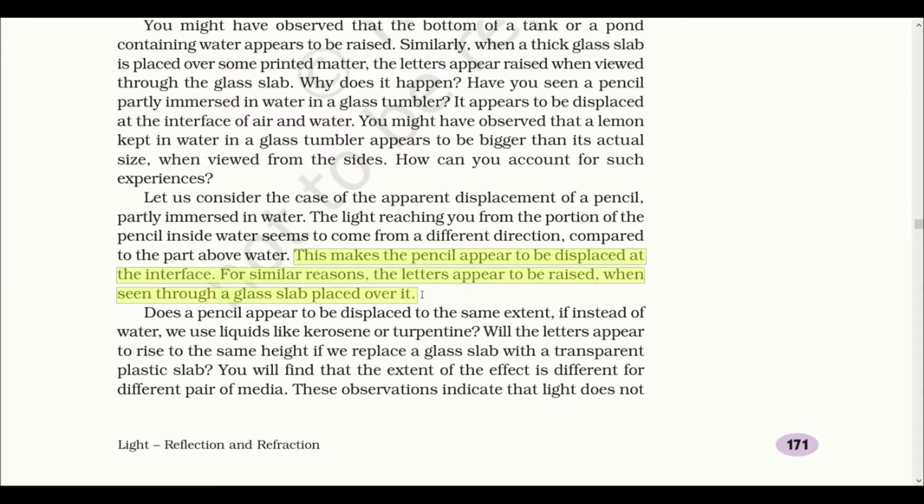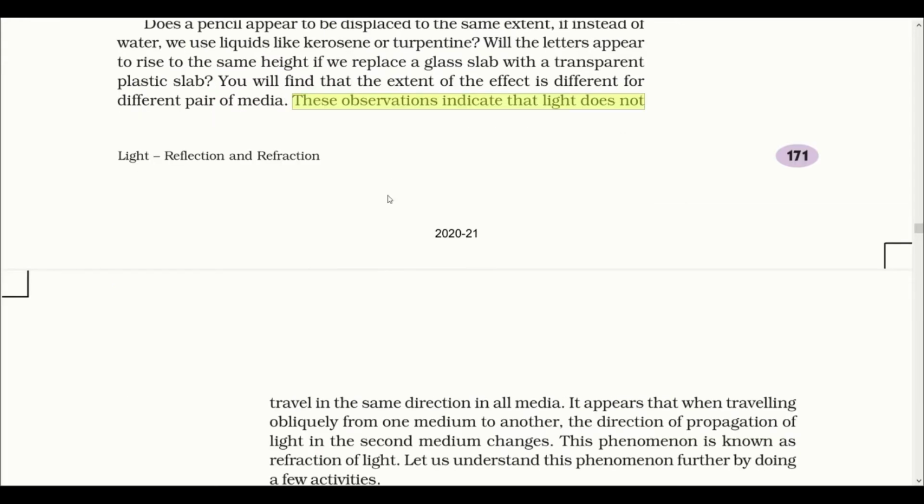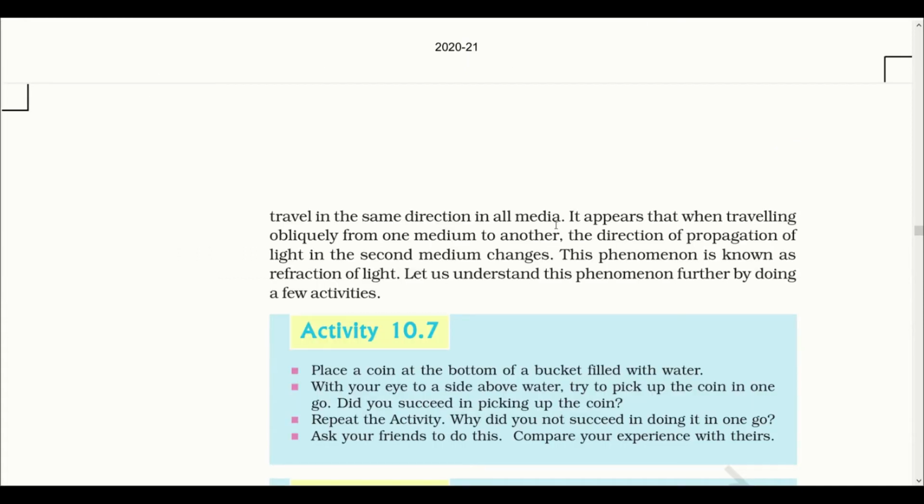For similar reasons, the pencil appears to be raised when seen through a glass slab placed over it. These observations indicate that light does not travel in the same direction in all media. It appears that when traveling obliquely from one medium to another, the direction of propagation of light in the second medium changes. This phenomenon is known as refraction of light.